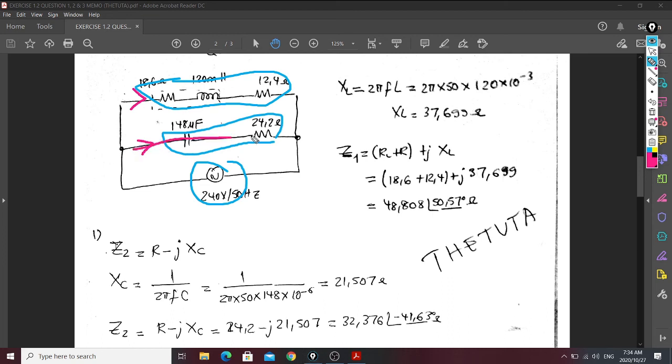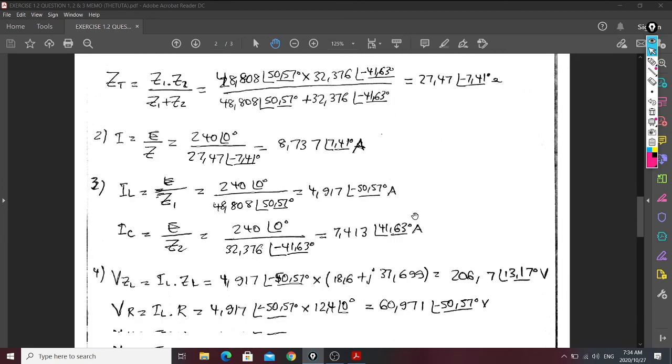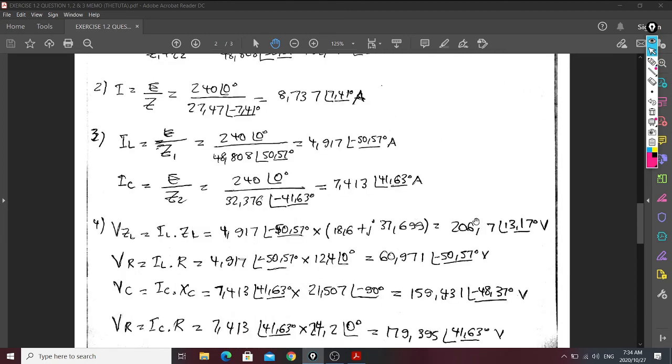And in this branch, the total current is going to be the current across the capacitor. The total current in this branch is going to be the current across the inductor. Simple and straightforward. So you go here, you apply your Ohm's law, you calculate your I load, I coil, the current in the coil, which is due to the impedance Z1, and the current in the capacitor is due to the impedance Z2.